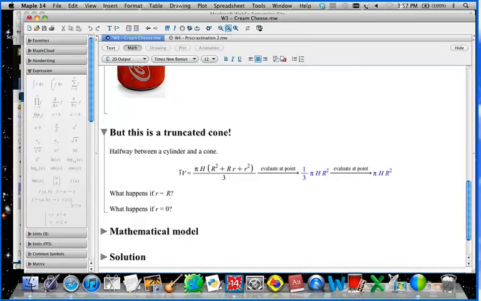Really neat. Okay, so we can kind of see that this is halfway, in a sense, between the formula for a cylinder and a cone. Now we're ready to tackle the mathematical model.